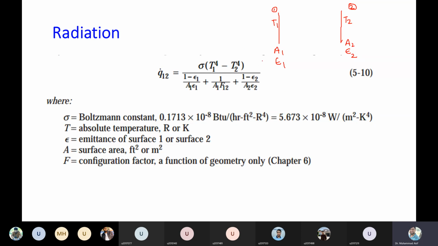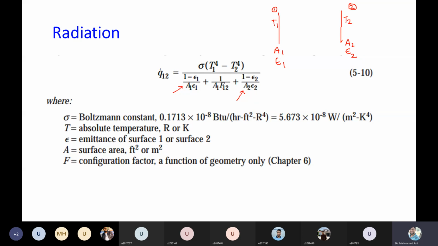I hope you have derived this formula in radiation. Basically, in radiation, there are two types of resistance. One we call the surface resistance, another one we call the space resistance, right? This one is the surface resistance because of surface 1, and this one is the surface resistance because of surface 2. And this is the space resistance between them, and it depends on the shape factor.